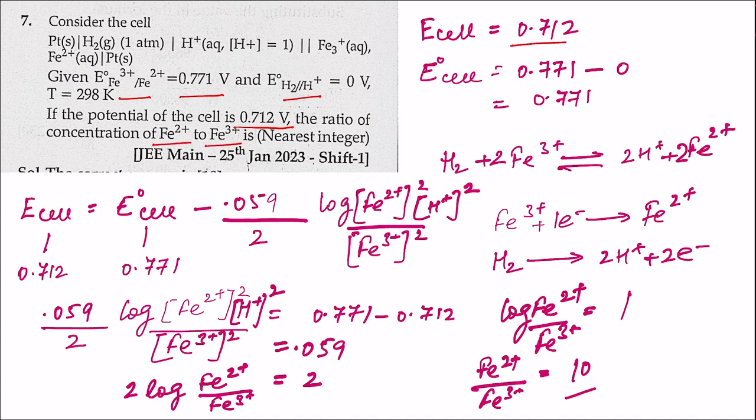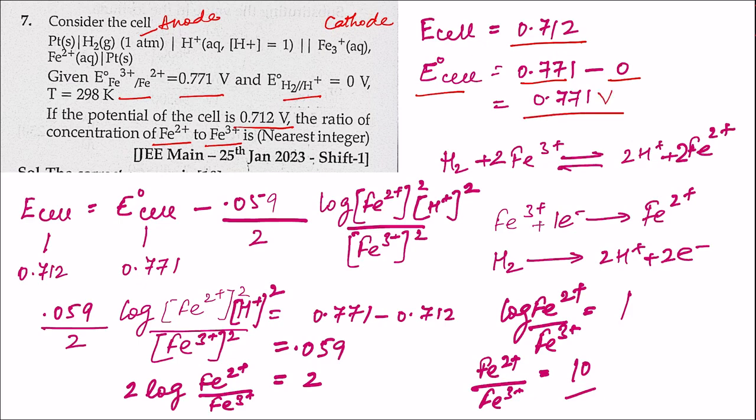E cell given has 0.712. E naught cell हो जाएगा. Now you have to identify the cathode and the anode. So the right hand side electrode is cathode and the left hand side electrode is anode. So E naught cell is E naught cathode minus E naught anode. So standard reduction potential of iron minus standard reduction potential of hydrogen. So 0.771 minus 0 is equal to 0.771 volt.